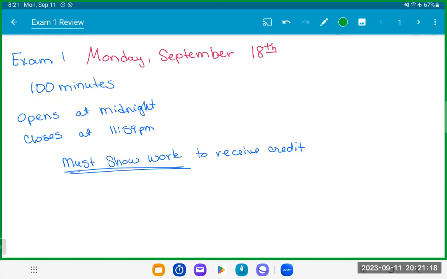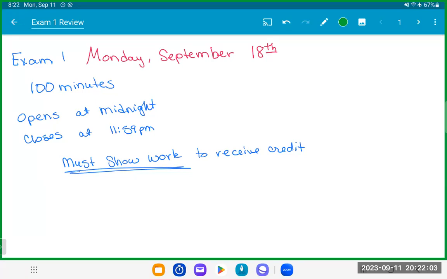The other thing that I have underlined here is you must show your work in order to receive credit. If you don't show your work, then you are not going to receive credit on the exam. So again, just make sure that you are showing your work, and you will receive at least some partial credit if you attempt the problem and are somewhat on track, but maybe not 100% correct, then I do have the ability to give some partial credit as well.